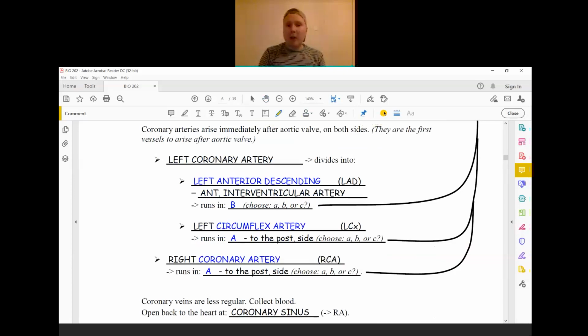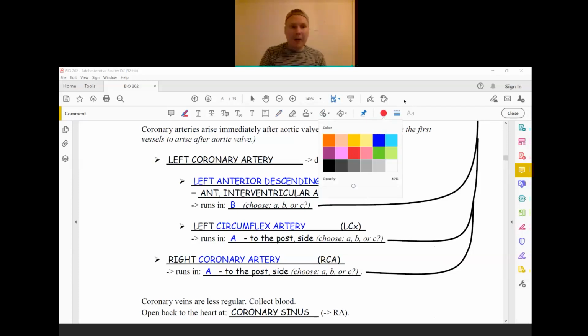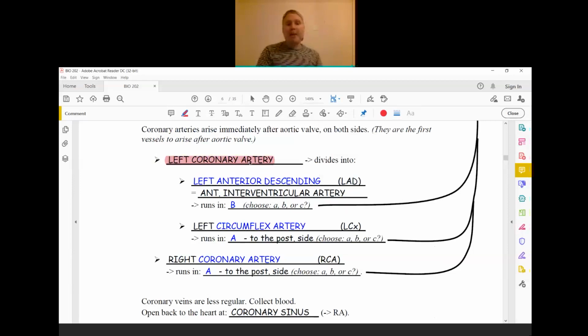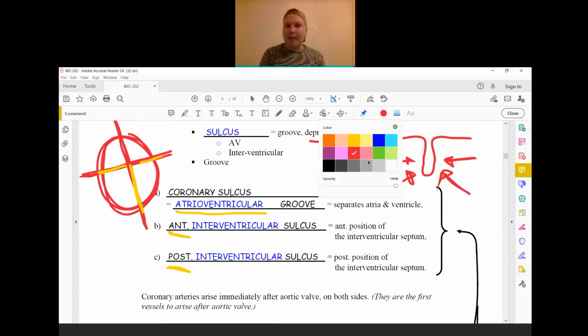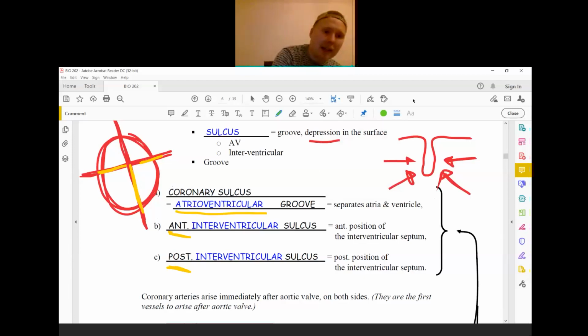So let's go through the coronary arteries. First of all, we have our left coronary artery, which arises right after the aortic valve and divides into 2 branches. The first branch is known as anterior interventricular artery, or sometimes also referred to as left anterior descending. The name tells where it's going to run, so let's add it here. It runs on the anterior side between the ventricles, so on this groove here.